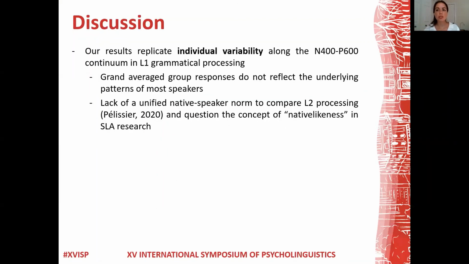In conclusion, our results replicate individual variability along the N400 P600 continuum in first language grammatical processing, revealing once again that grand average group responses do not always reflect the responses of most speakers. This evidence also indicates the lack of a unified native speaker norm to compare second language processing. And so we question the concept of native likeness in second language research.